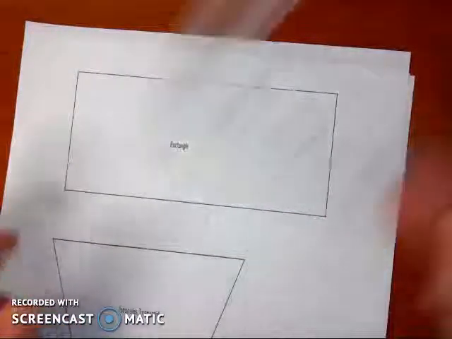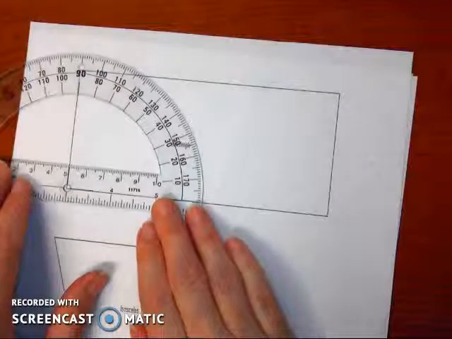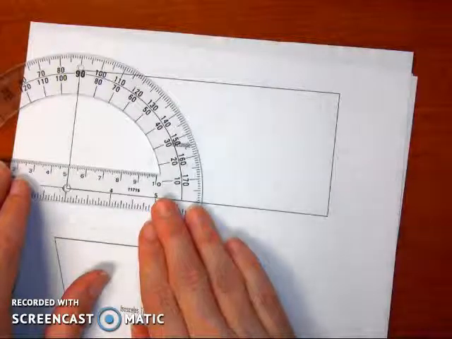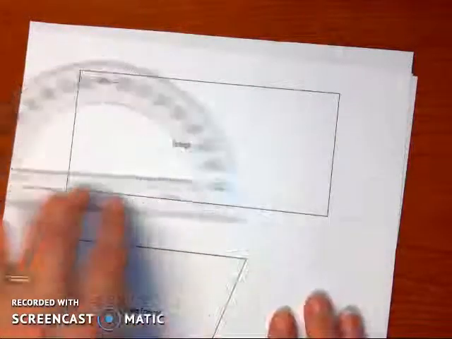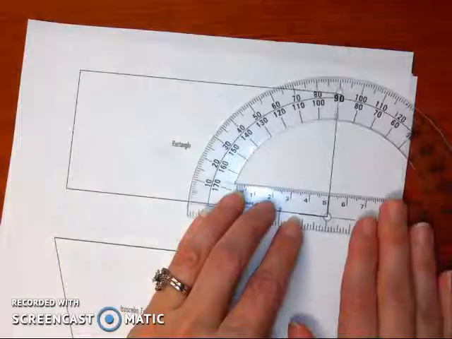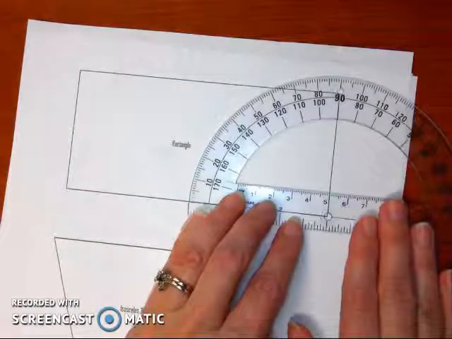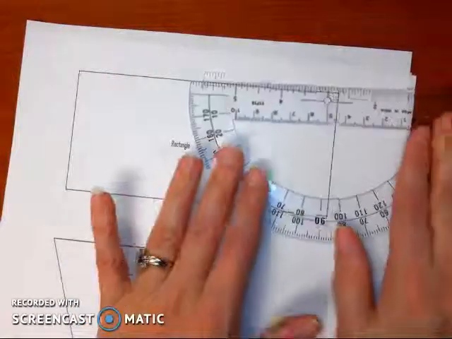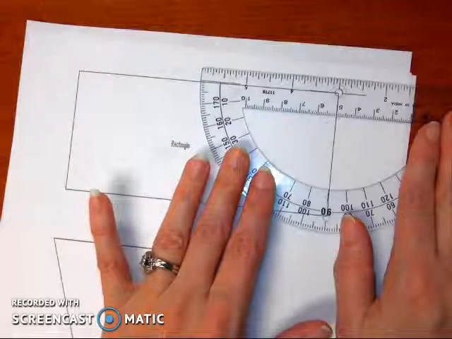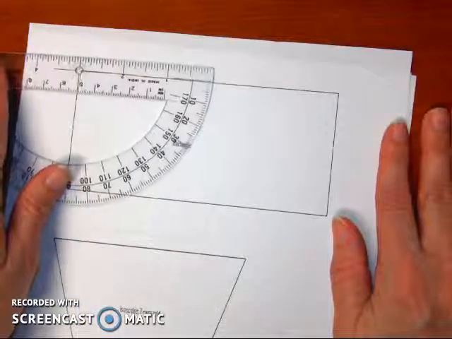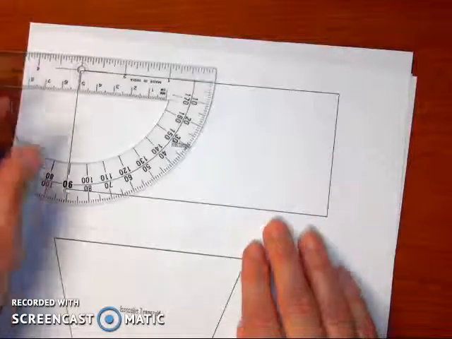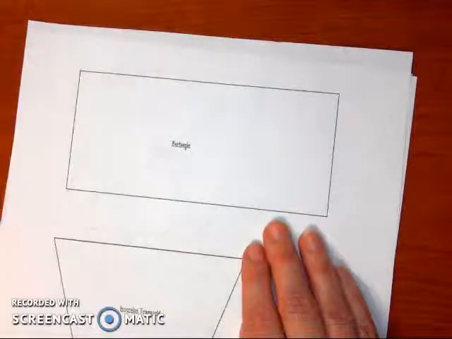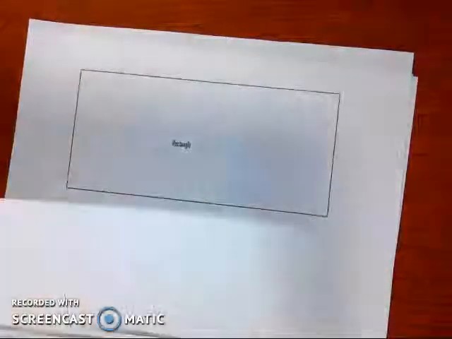When I get my protractor and measure my angles, I want to make sure that they are equal to 90 degrees. Okay, so there's 90 degrees. I'm going to confirm those are 90 degrees. That one's 90 degrees, and my last angle is 90 degrees. So I am confirming that the angles are 90 degrees based on our definitions.